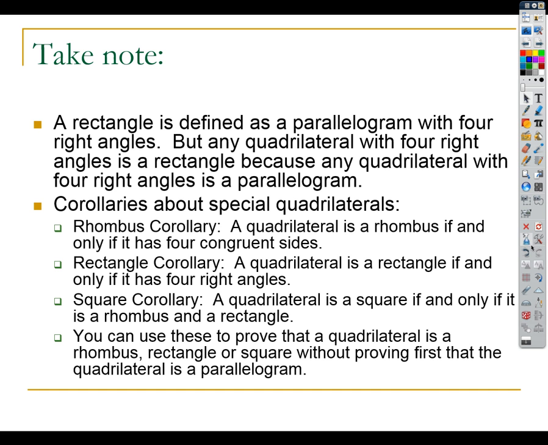Okay, so we can use these shortcuts to prove that quadrilaterals are a rhombus or a rectangle or a square without having to go through the parallelogram middle step. Okay. All right. What else?